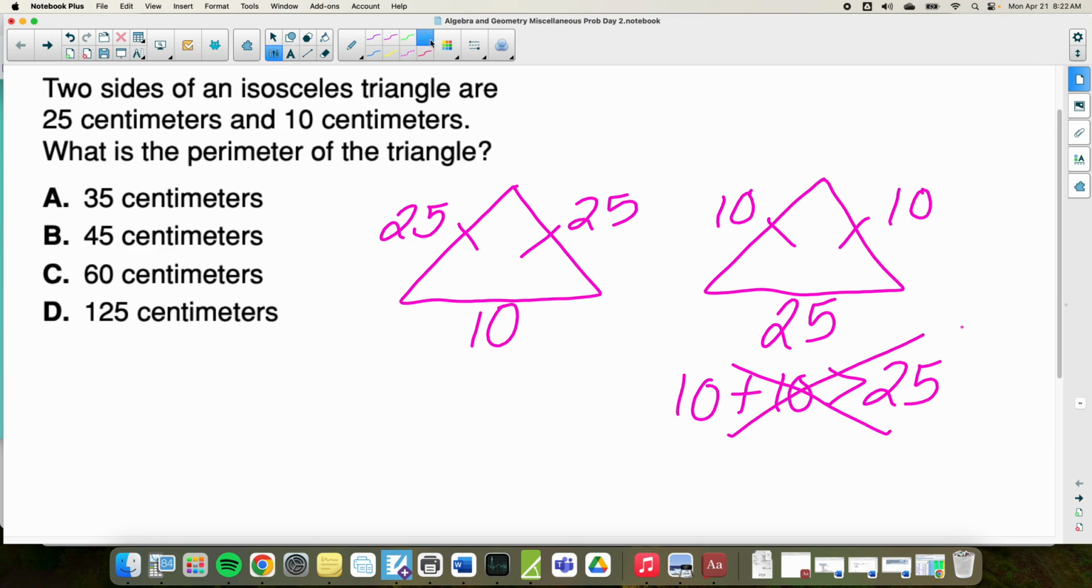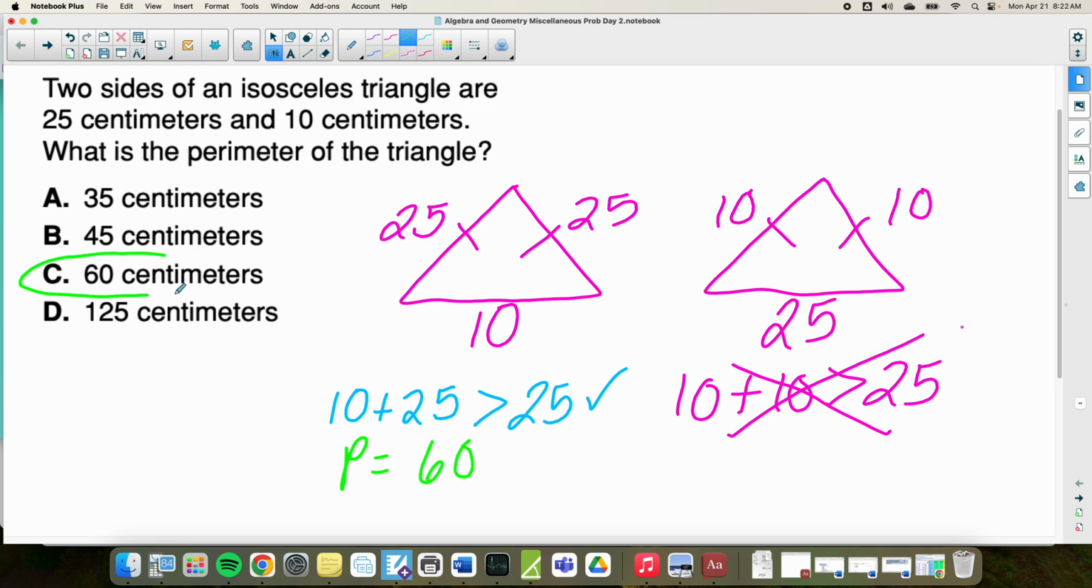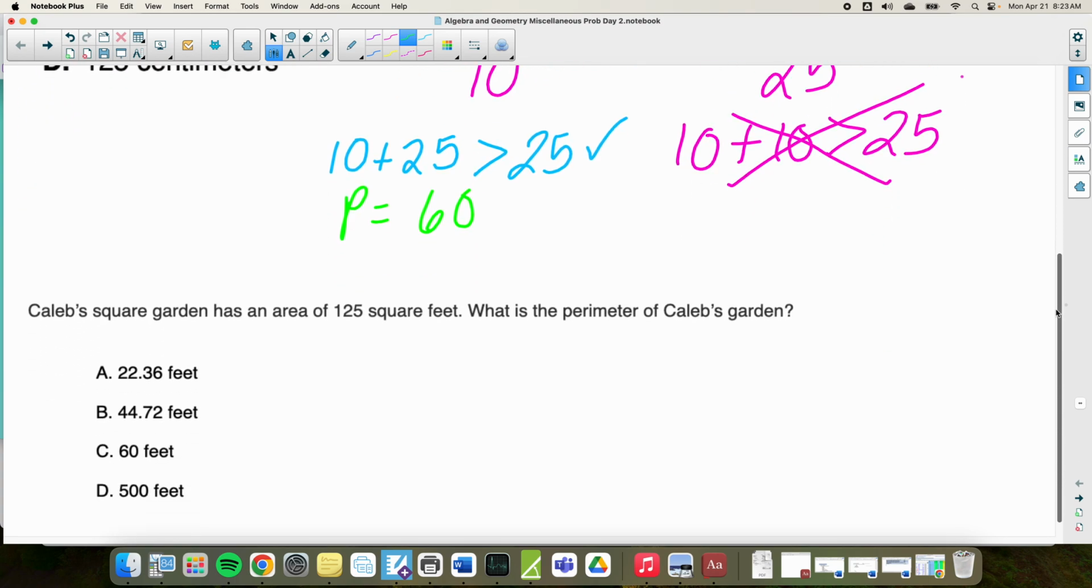And what they ask us is, what is the perimeter? The two smaller sides here would be 10 and 25. Is that bigger than 25? It is. So that one can form a triangle, and to find the perimeter we just add around. 25 plus 25 is 50, plus 10 is 60. So you just have to remember, when you add the two smaller sides together, it has to be bigger than the third side.